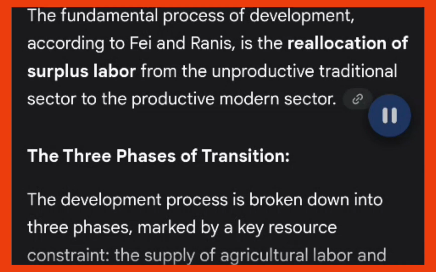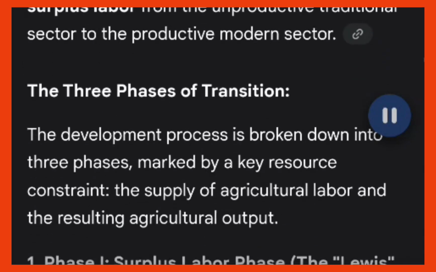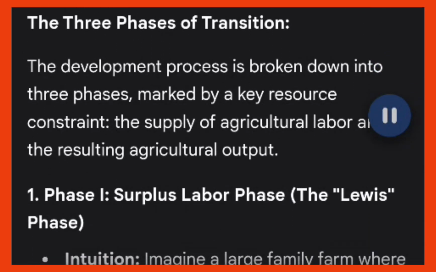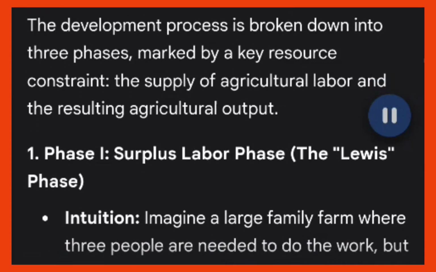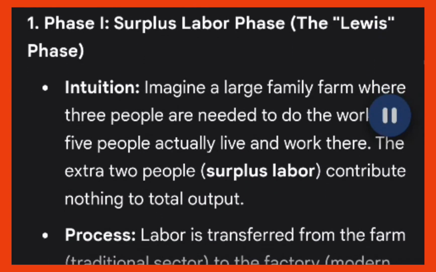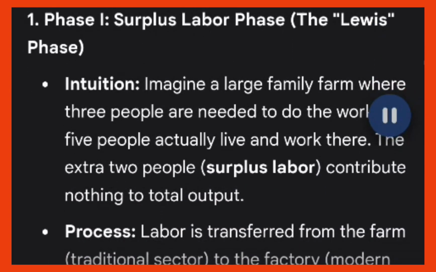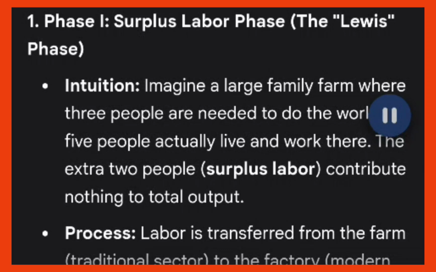The three phases of transition. The development process is broken down into three phases, marked by a key resource constraint: the supply of agricultural labor and the resulting agricultural output. Phase 1: the surplus labor phase, the Lewis phase. Intuition: imagine a large family farm where 3 people are needed to do the work, but 5 people actually live and work there. The extra 2 people, surplus labor, contribute nothing to total output.